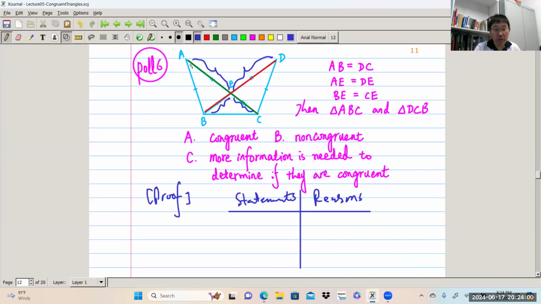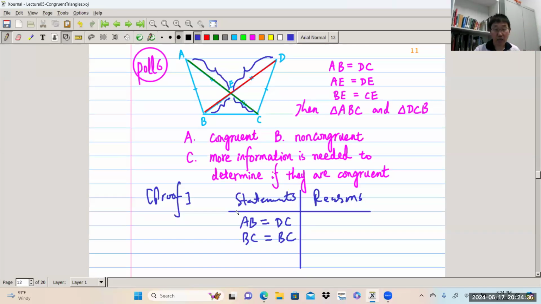Okay, so first of all, we know AB is a side in this triangle. You can see it here or there, either way. So AB is a side of triangle ABC, right? AB is congruent to DC, so they have the same measure. And DC is a side in triangle BCD, okay? And secondly, BC is equal to BC itself. BC is the side shared by both triangles, right? So we already have two pairs of congruent sides, okay?